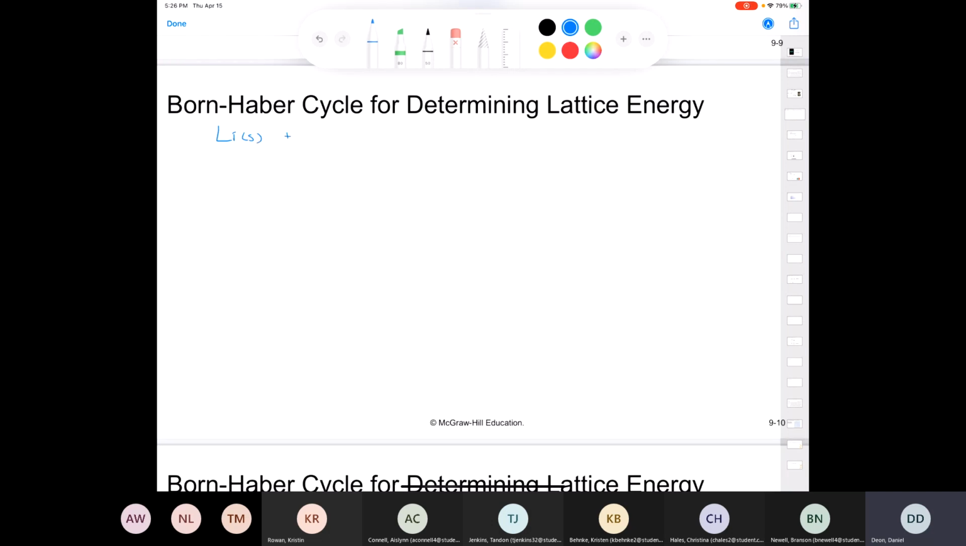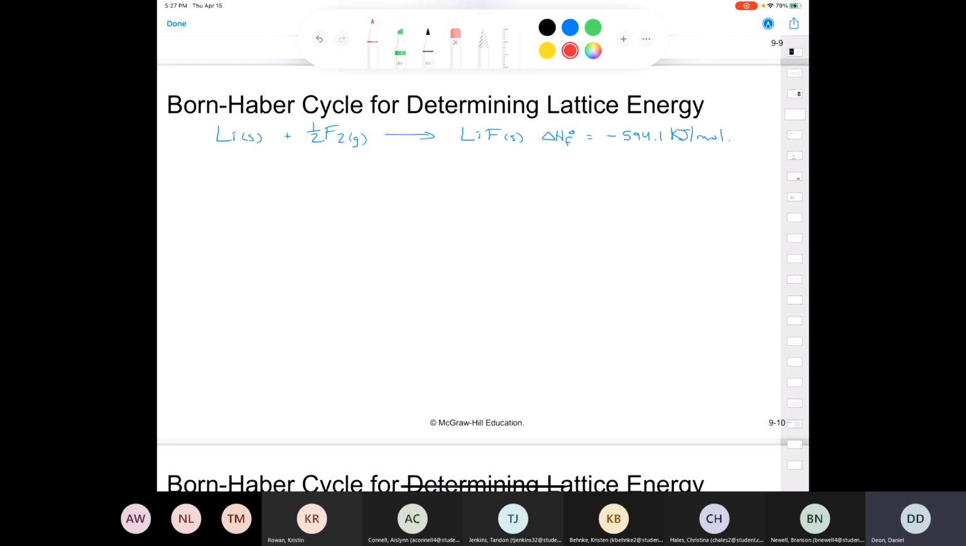We said we take lithium and we need to combine that with half a mole of fluorine in the gaseous phase. Remember, fluorine is a diatomic element. We're going to need half a mole because we only need one fluorine atom, or 1 mole of fluorine, to form lithium fluoride in the solid phase. And we said the heat of formation of this reaction is negative 594.1 kilojoules per mole. So I want you to keep that in mind while we work and try to determine lattice energy. And let me show you how we do that.